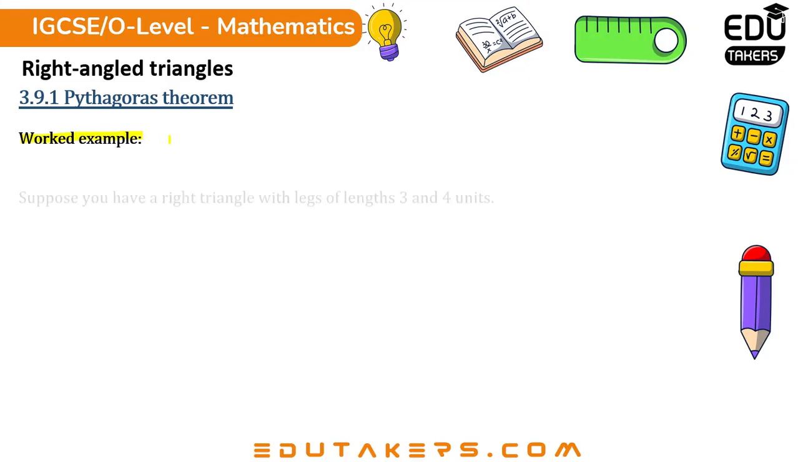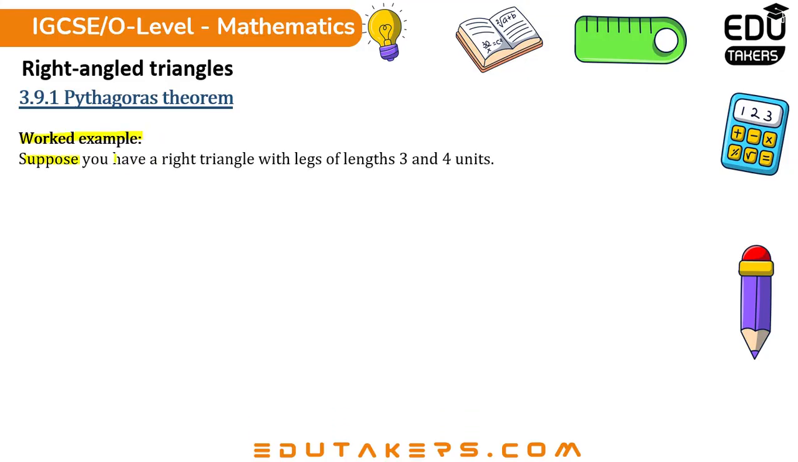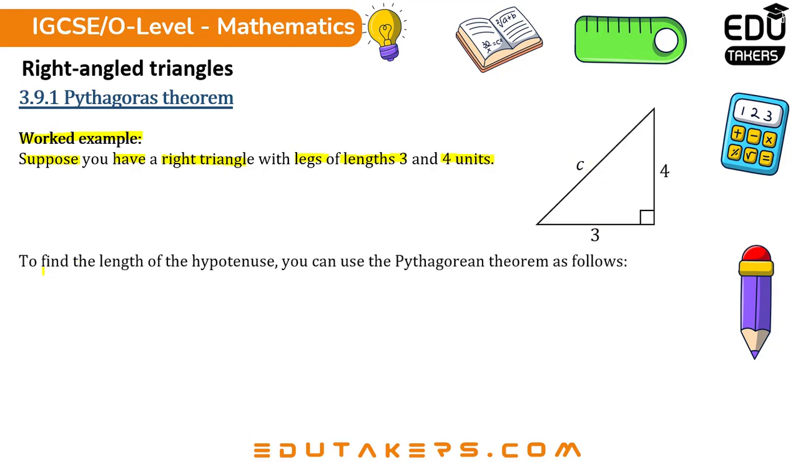Worked example. Suppose you have a right triangle with legs of lengths 3 and 4 units. As this is a right triangle and its two legs are 4 and 3 units and its hypotenuse is C, to find the length of the hypotenuse, use the Pythagorean theorem as follows.